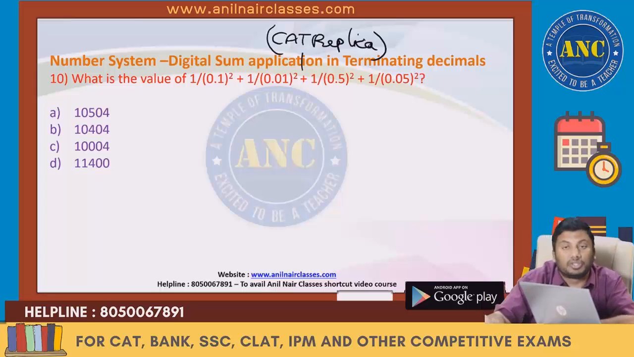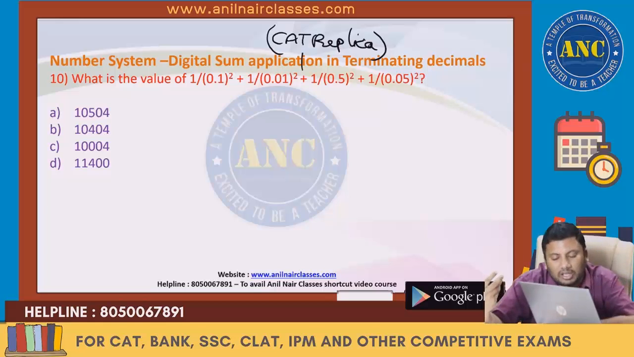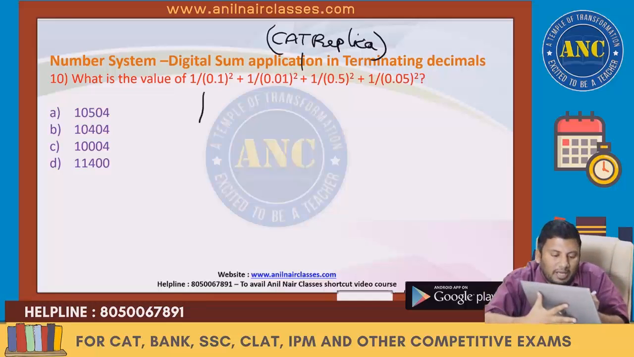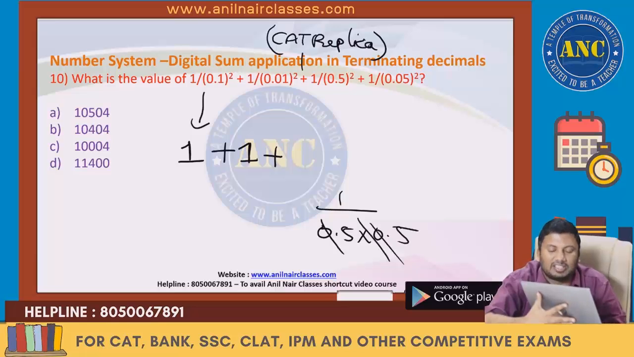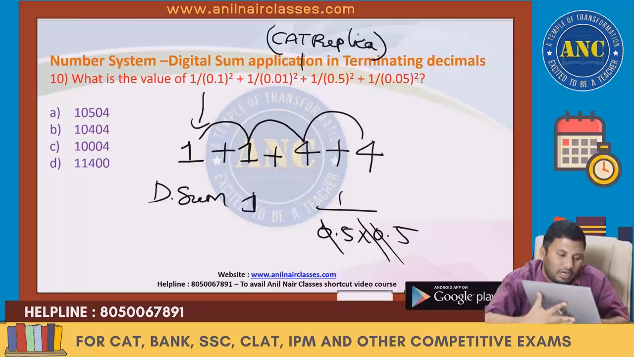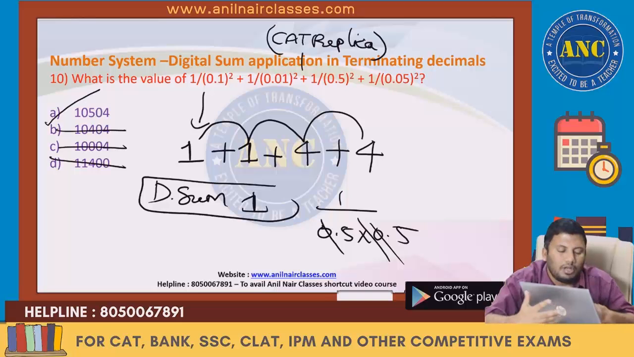Some students used their intelligence and wrote 1 by 10, 1 by 100 square. All that stupidity they do. 1 by 0.1 square: digital sum is 1. This is also 1. 1 by 0.5 square. It does not matter, the point is there for me. 5 5s are 25, digital sum 7. Here also it is 4. Answer digital sum is 1. Are you all with me?